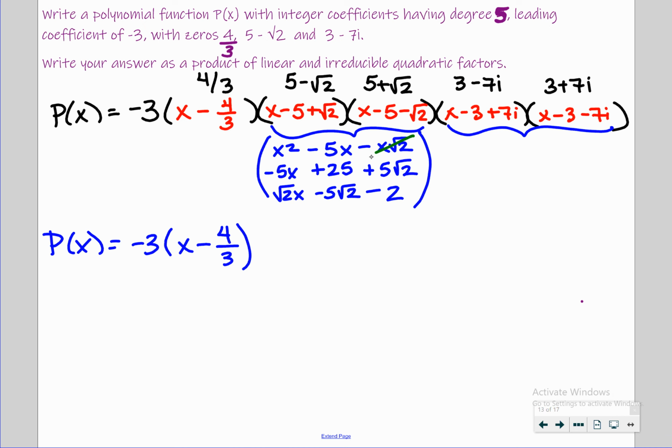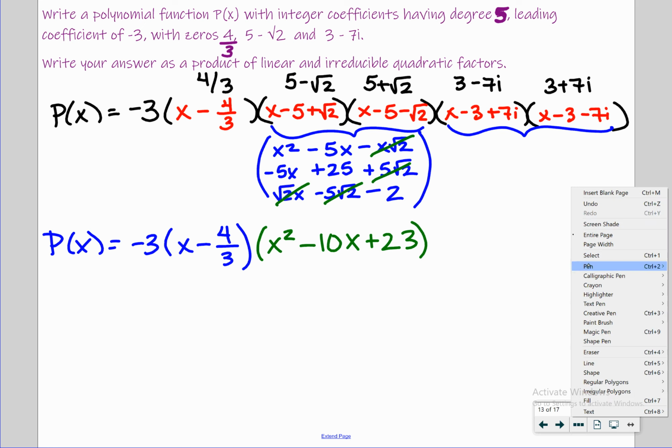So positive and negative rad 2x. I have a positive and negative 5 rad 2, and you should be left with a quadratic. X squared minus 10x, and then I have a 25 and a negative 2, so a positive 23. And that's what we call an irreducible quadratic. I can't factor it over rational numbers. Okay. And then we do the same thing with the i's now.